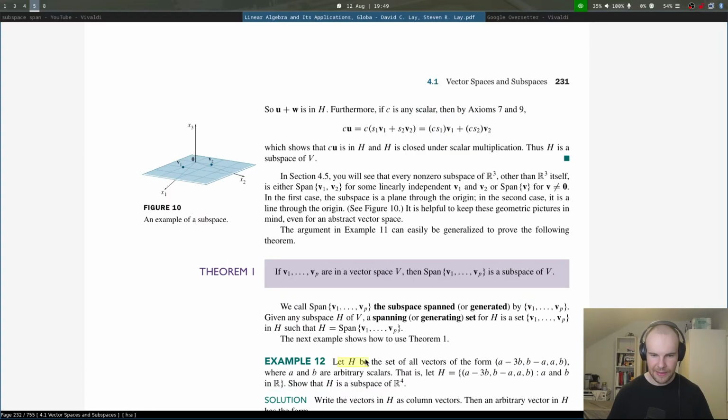Okay, so let H be the set of all vectors of the form a minus 3b, then b minus a, then a, and then b, like that, where a and b are arbitrary scalars, so we can just say that they are in R. So a and b are reals. Show that H is a subspace of R4.